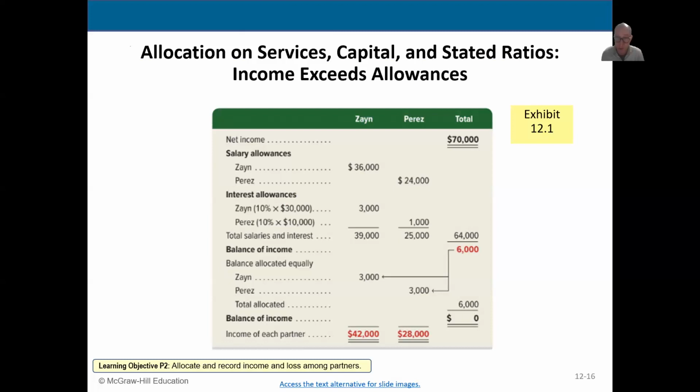So total salaries plus interest: Kayla has 39,000 and Hector has 25 for a total of 64. So we take net income minus the total salaries and interest to find the balance of the remaining net income, 6,000. That gets shared equally according to the agreement. So each gets 3. And that brings their balances for Kayla, 42,000. For Hector, 28.